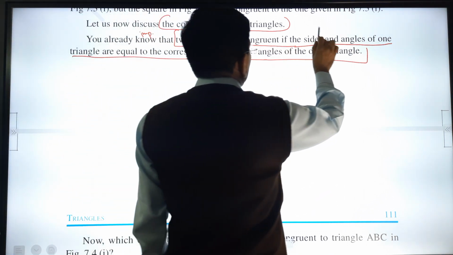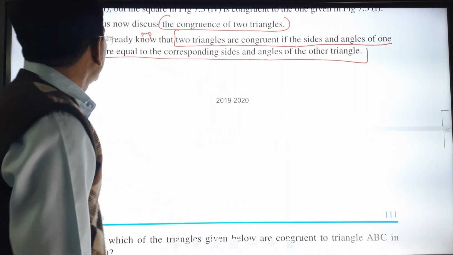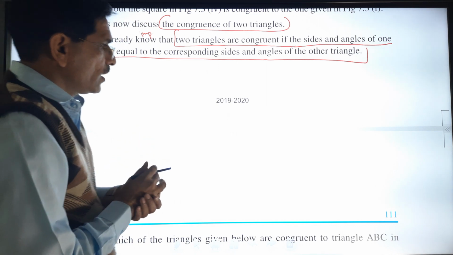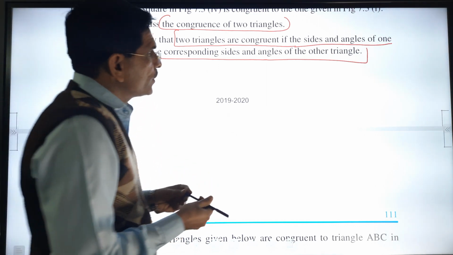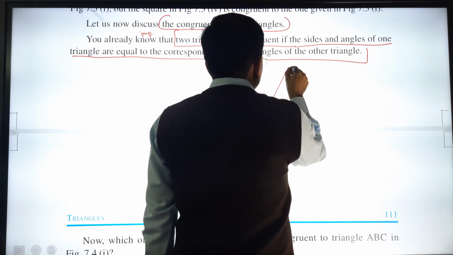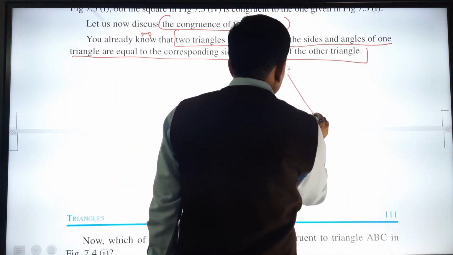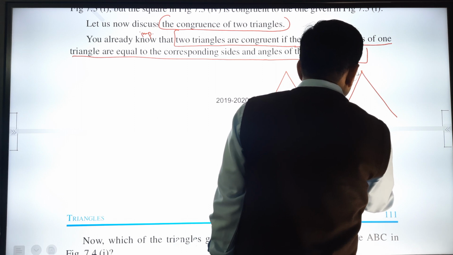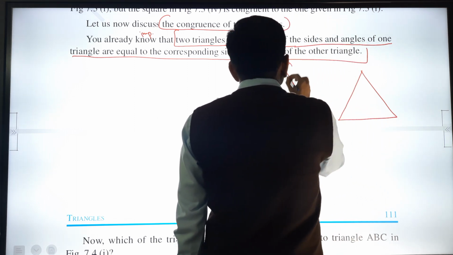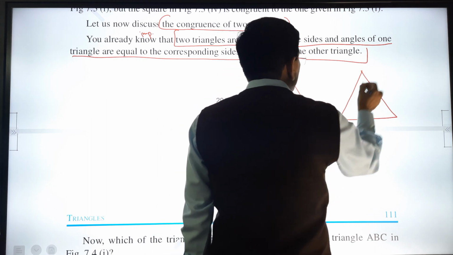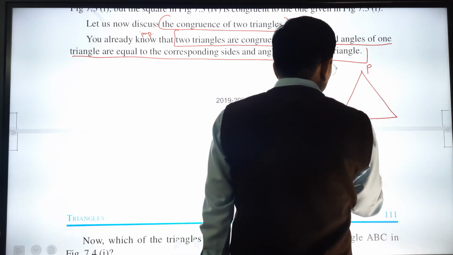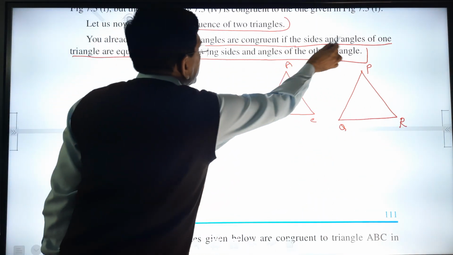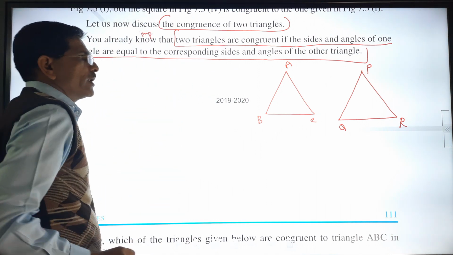Now two triangles are congruent if the sides and angles of one triangle are equal to the corresponding sides and angles of the other triangle. Now if we draw two different triangles and name them A, B, C and P, Q, R, what this says is that the sides and angles of one triangle are equal to the corresponding ones of the other.